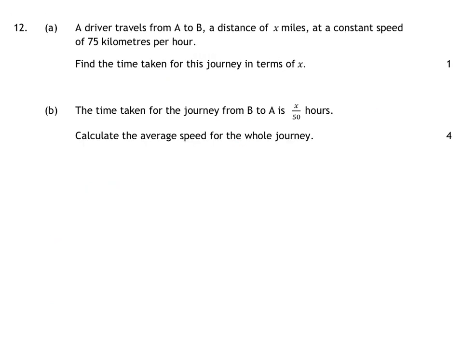Okay, question 12 is a bit of a strange question. It's speed, distance, time, and I'm not sure how relevant to National 5 this is anymore, but I'm going to work through it anyway. So part A, a driver travels from A to B. This is our distance, and this is our speed. We have to find time.